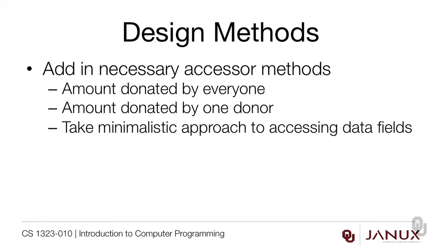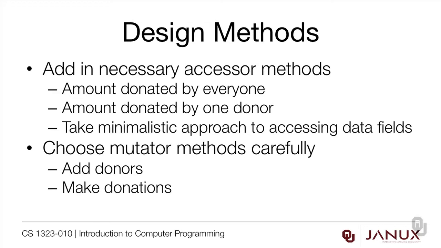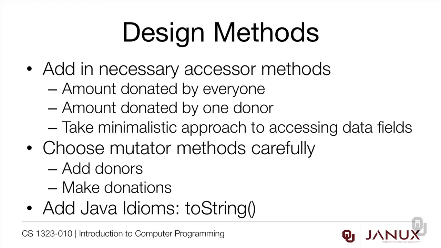So for example, with the address field, probably the only accessor we need is a toString method. So don't put every accessor in there in the world. You probably won't use them. You need to choose mutator methods even more carefully than accessors, because mutators can change data. And when you change data is when mistakes get made that can't easily be fixed. So for example, we're going to need to be able to add donors and to make donations. So you're going to need to add Java idioms like toString. Now most classes should have a toString method. There aren't a lot of other Java idioms that make sense in this code, so that's the main one to watch out for.